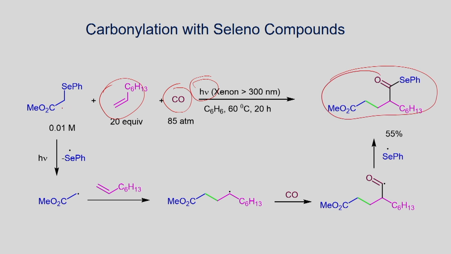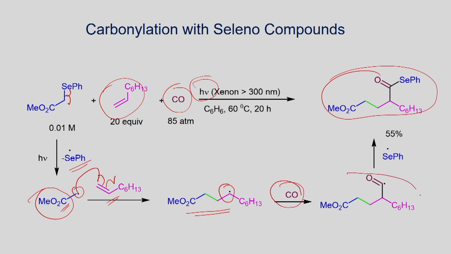If you look at here, we have the seleno compound, which as we have seen, this carbon-selenium bond is weak, which can readily undergo homolytic cleavage in the presence of light, and you can form this radical. This carbon-centered radical can be stabilized by this ester group. This radical can undergo addition reaction with this alkene, and you will end up with a secondary radical. This secondary radical now can react with the carbon monoxide.